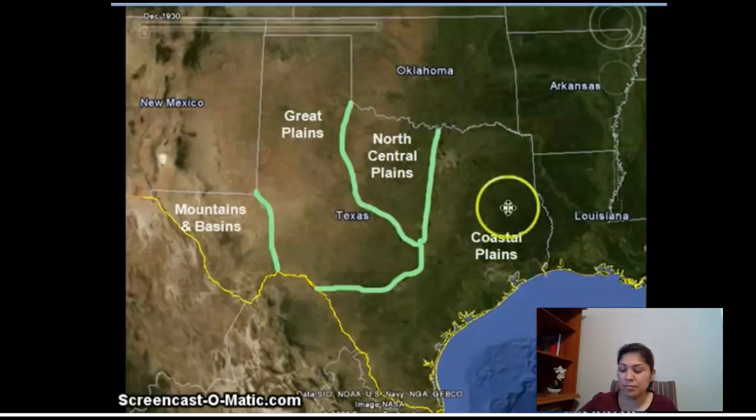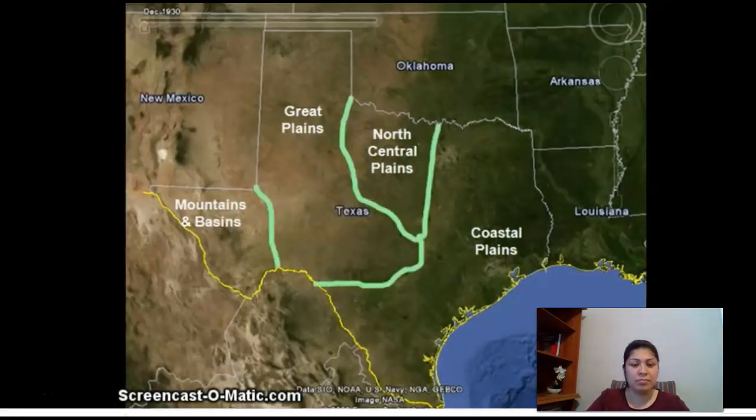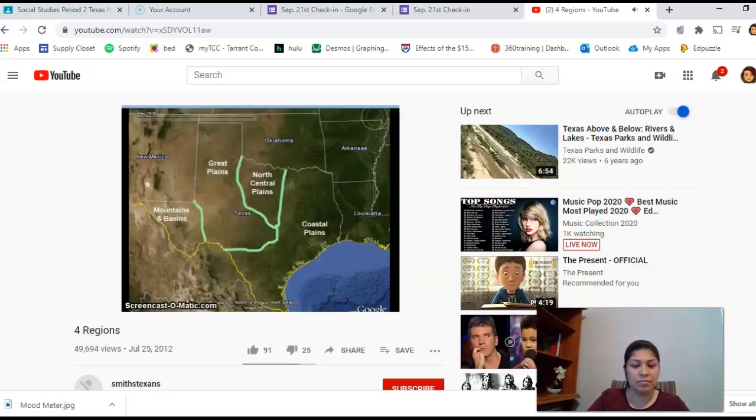The area to the furthest east is the coastal plains. This is the region in which most people in Texas live. This is where our major cities are. People live in this area because it has the most vegetation, which can be used for farming to grow food, and the greatest amount of rain. You have now learned about the basic geography of Texas and our 4 major regions.